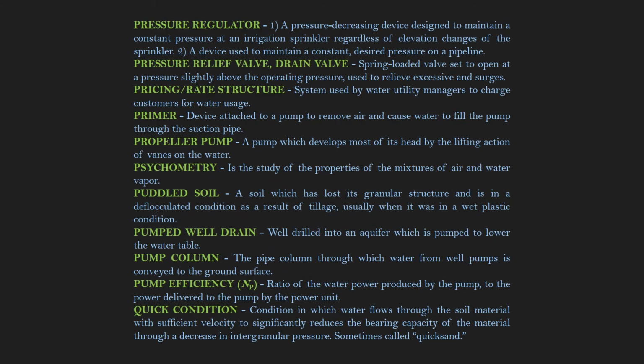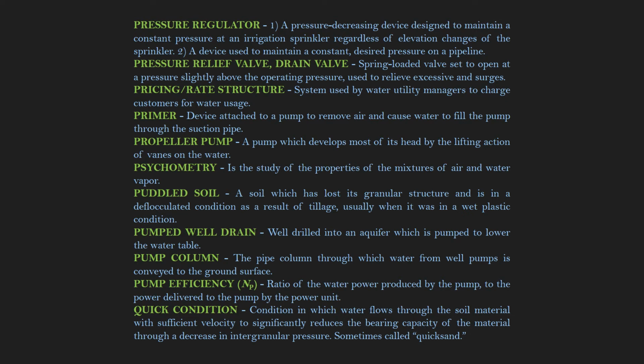Pressure regulator. 1. A pressure decreasing device designed to maintain a constant pressure at an irrigation sprinkler regardless of elevation changes of the sprinkler. 2. A device used to maintain a constant desired pressure on a pipeline. Pressure relief valve. Drain valve. Spring-loaded valve set to open at a pressure slightly above the operating pressure. Used to relieve excessive surges. Pricing, rate structure. System used by water utility managers to charge customers for water usage. Primer. Device attached to a pump to remove air and cause water to fill the pump through the suction pipe.